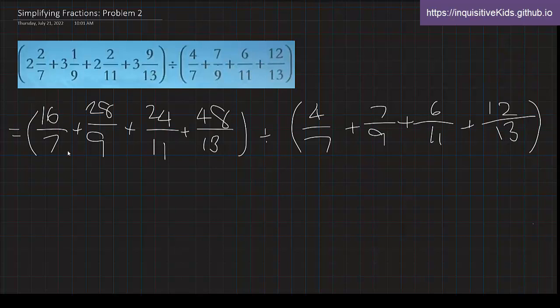This is 16 sevenths. This is 4 sevenths. 16 sevenths is 4 times 4 sevenths. 28 ninths and 7 ninths. 28 is 4 times 7. 24 is 4 times 6, and so is 48, 4 times 12. So each of these fractions over here is 4 times the fraction with their corresponding denominator in the second parentheses, meaning that right off the bat we know that the answer is 4.